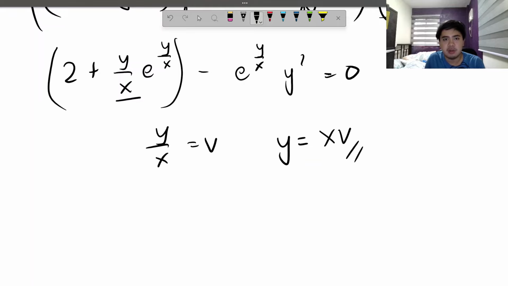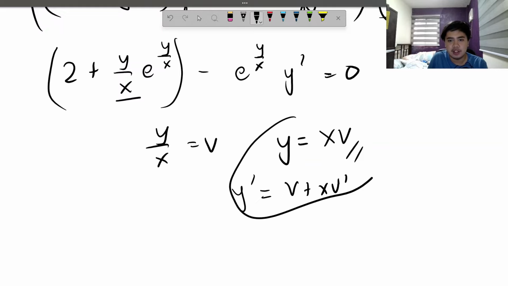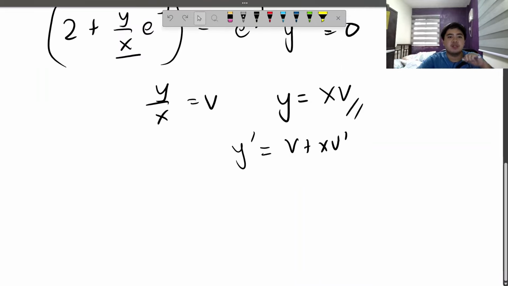This is the more familiar form some of you are familiar with. And y prime should be equal to v plus xv prime. This is due to the product rule. And I think other YouTubers such as the Organic Chemistry Tutor skip directly here, but I prefer doing this. There's some that also do this, so this is not unfounded. So there we go.